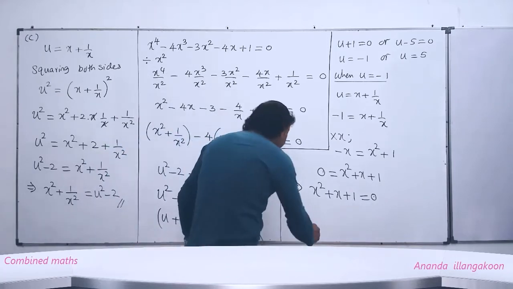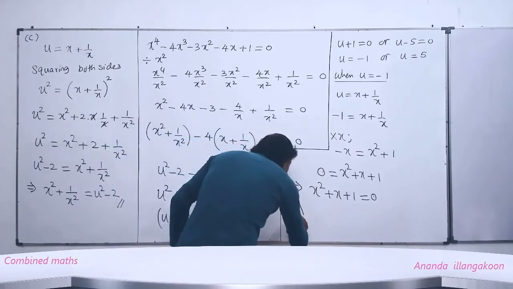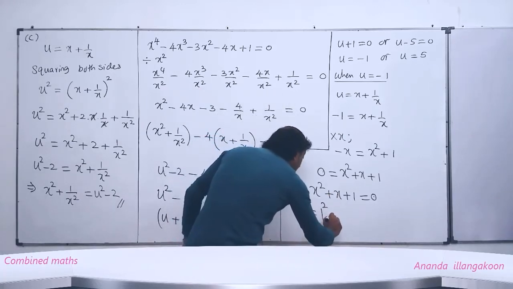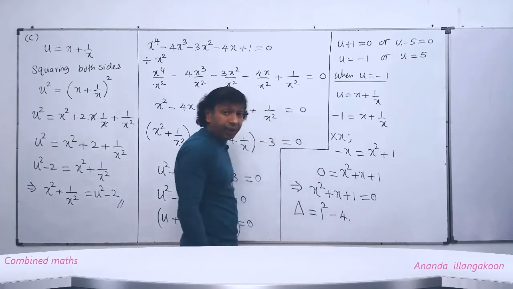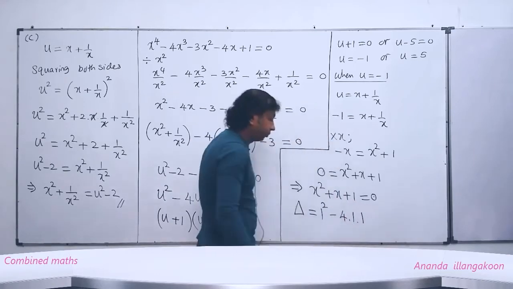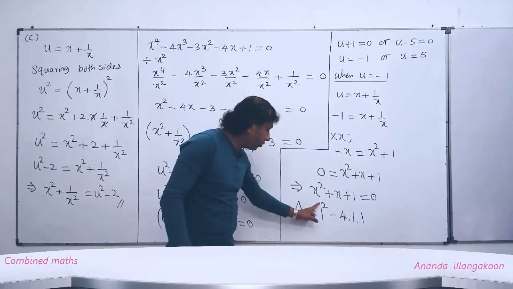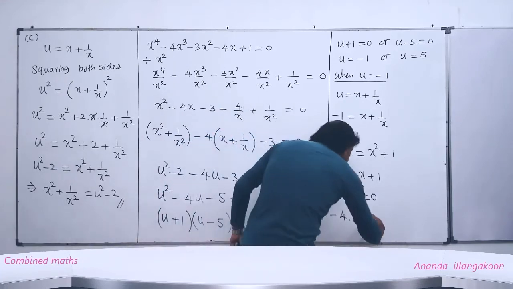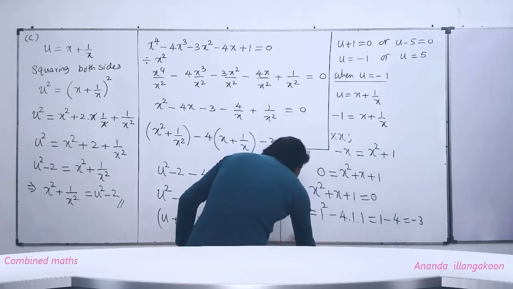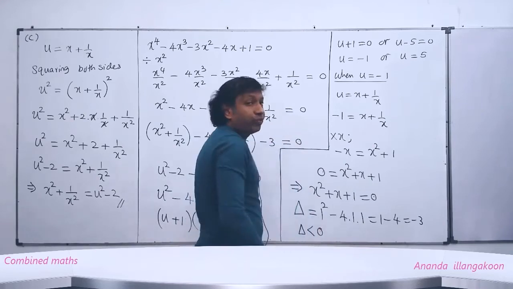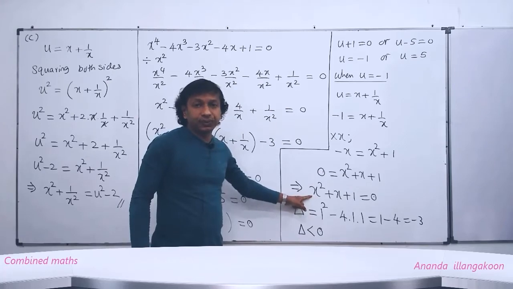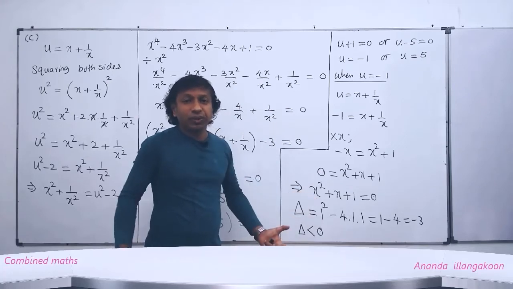Okay. Now, what is delta, people? Delta, how to write? b squared, b means the x coefficient, it's 1 squared, minus 4 times a, a means the x squared coefficient, that's also 1, c is this constant. What is this, people? 1 squared is 1 minus 4. It is minus 3. Delta negative. If delta is negative, people, this equation has no real roots. There's no point in going to factorize or anything, we can't find.